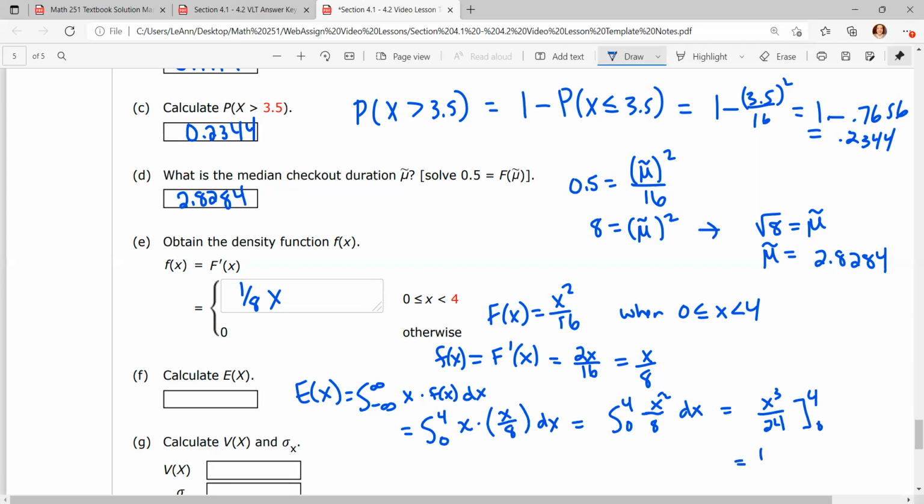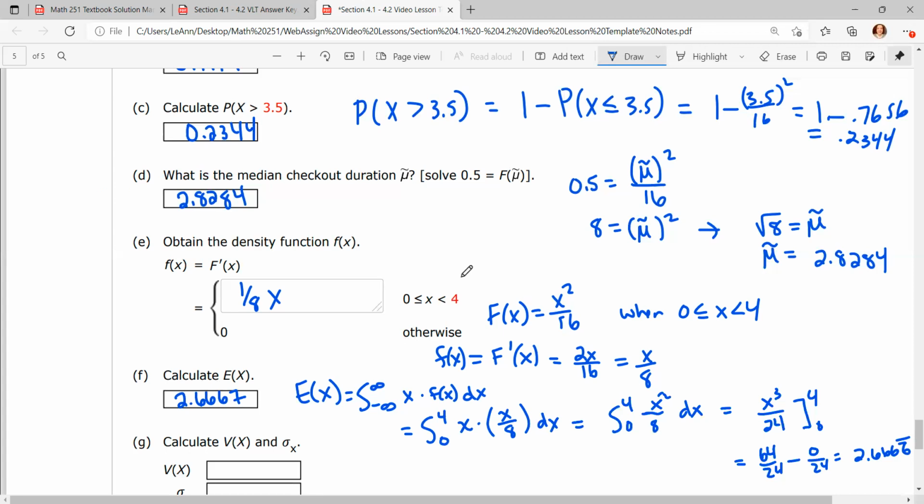So that's going to be 64 over 24 minus 0 over 24. 64 divided by 24 is 2.666 repeating. If we round that to, I think it's 4 decimal places for all of these, it'll be 2.6667. So there's my expected value.